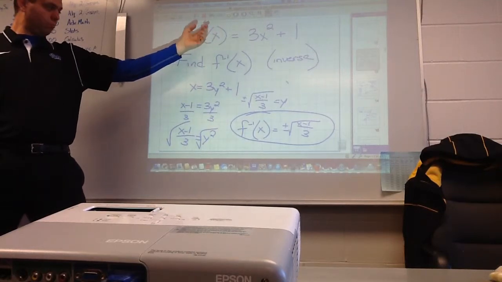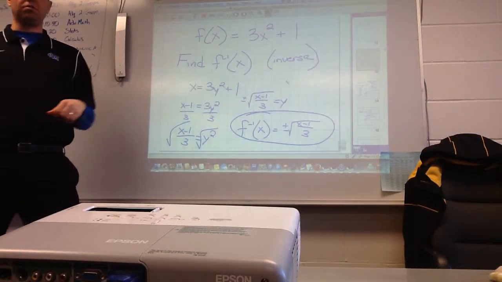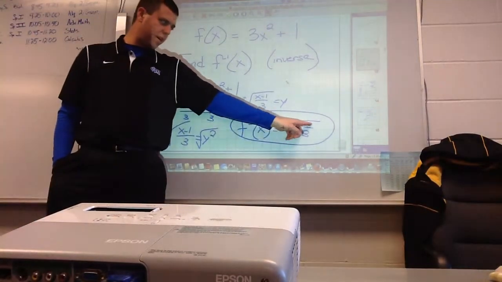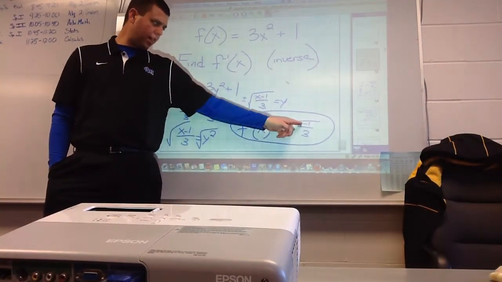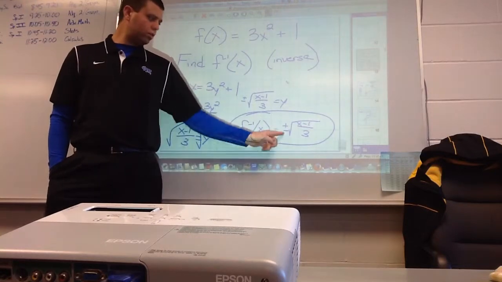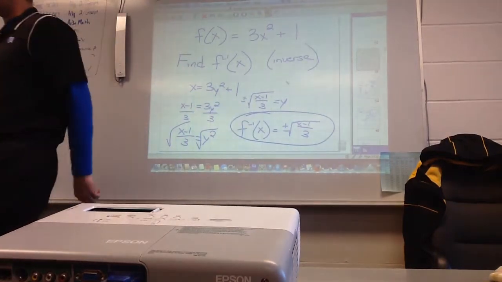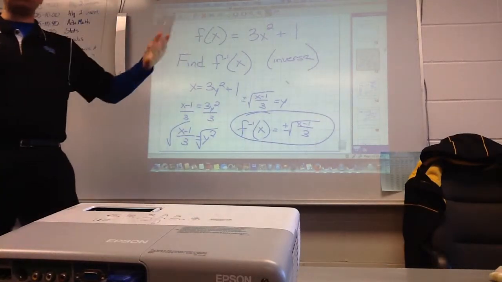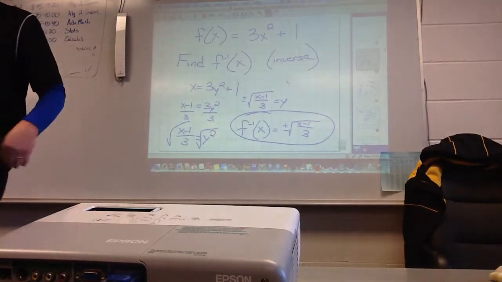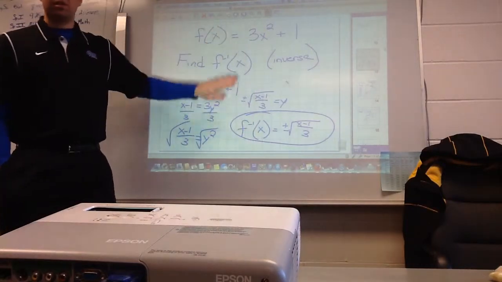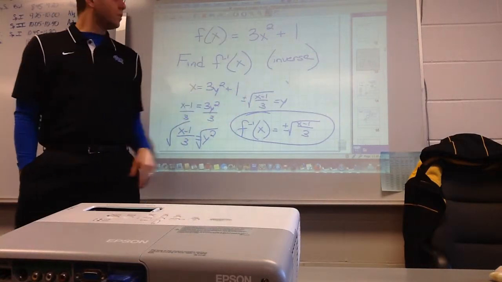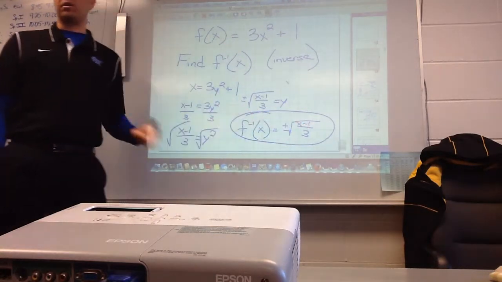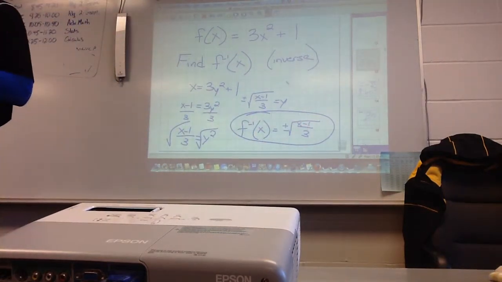Check it. Plug in your 13. See if you get your 2 that we're supposed to get. Plug in a 13 right here. 13 minus 1, 12 divided by 3, 4, square root of 4, 2. It worked. If you want to try the 4 and see if you get 1, you can do that as well. But these two functions undo one another. So if you plug in a 2, out comes a 13. So therefore, if you plug in a 13 in this one, out comes a 2. You get back to where you started.